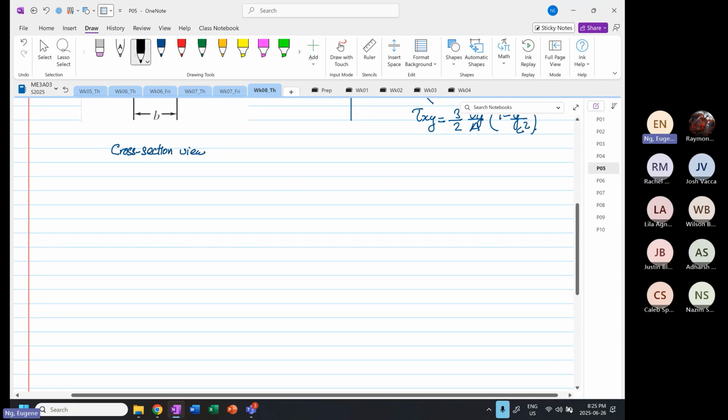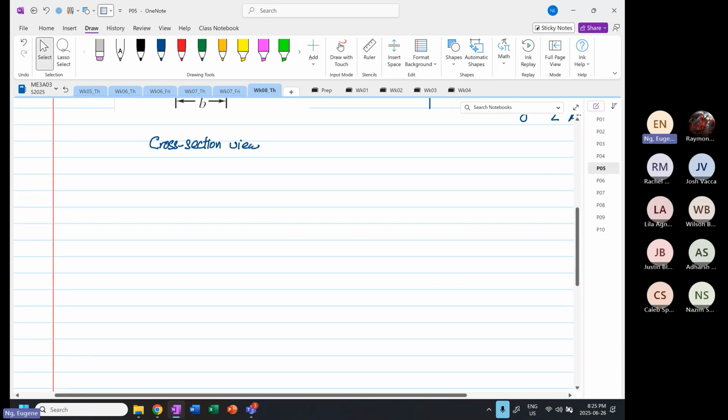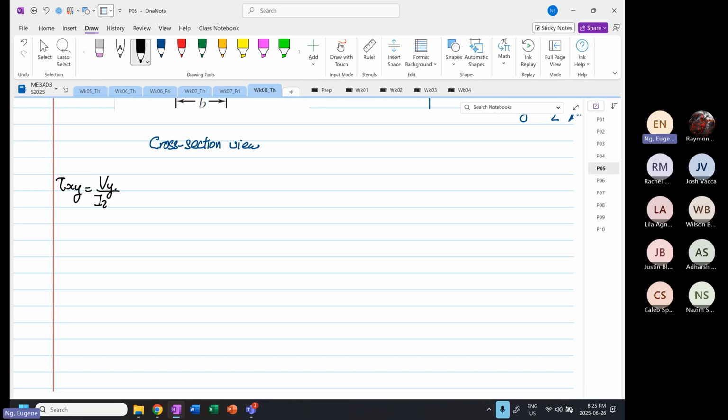Now if we look at the expression, in general, there's only two formulas for this shear flow. Shear XY is equal to Vy over Izz Qz over T, or you can find the shear flow is equal to Vy over Izz multiplied by Qz. The problem is always the what? What is the first moment of area? Where is the first moment of area and what is the first moment of area?